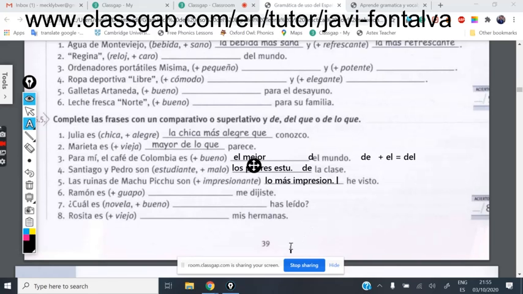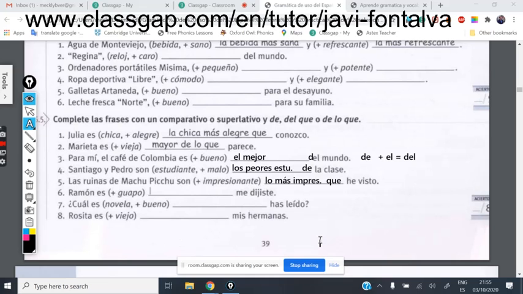Yeah, so here it shouldn't be they, it should be K, right? Because there is a... Exactly, K exactly. ¿Qué he visto? Or you could also say las ruinas de Machu Picchu son las ruinas más impresionantes que he visto.